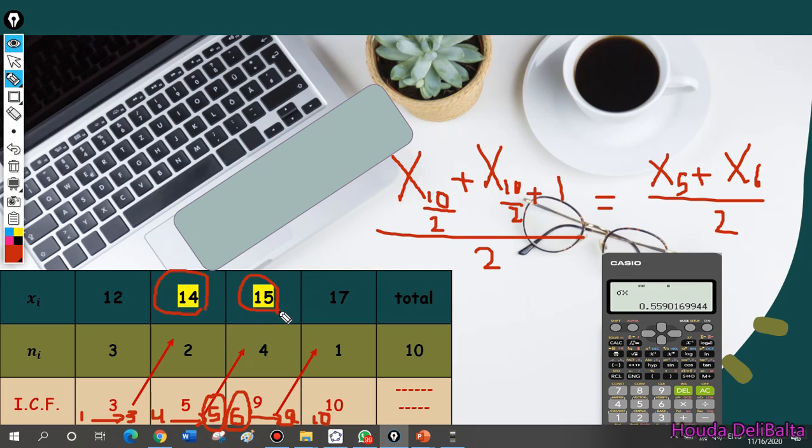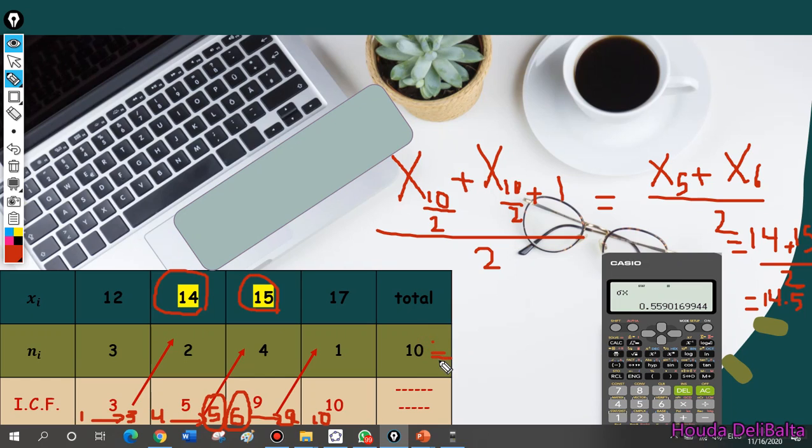So that's if we want to use the rule. We add 14 plus 15 over 2 as we did before, and definitely we are going to get the same answer, which is 14.5. So I'm showing you in case you use the rule and in case you find it directly, and both cases are correct.